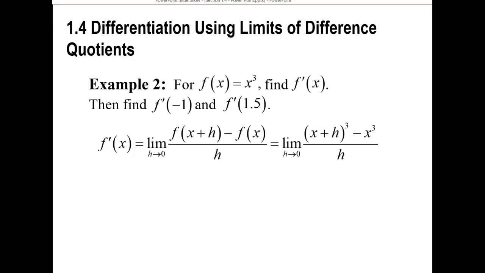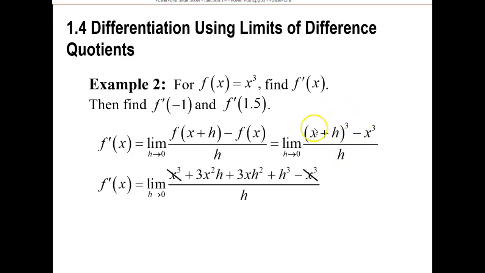So f prime of x, again, is the limit as h approaches 0, f of x plus h minus f of x over h. So we plug x plus h into our function. So x plus h cubed minus the function f of x, which is x cubed, divided by h. Same as before, we have to FOIL this out. So you have to write out x plus h times x plus h times x plus h, do all the FOILing, combining like terms, and you will get x cubed plus 3x squared h plus 3xh squared plus h cubed. Then the minus x cubed sits behind all of that on the top.